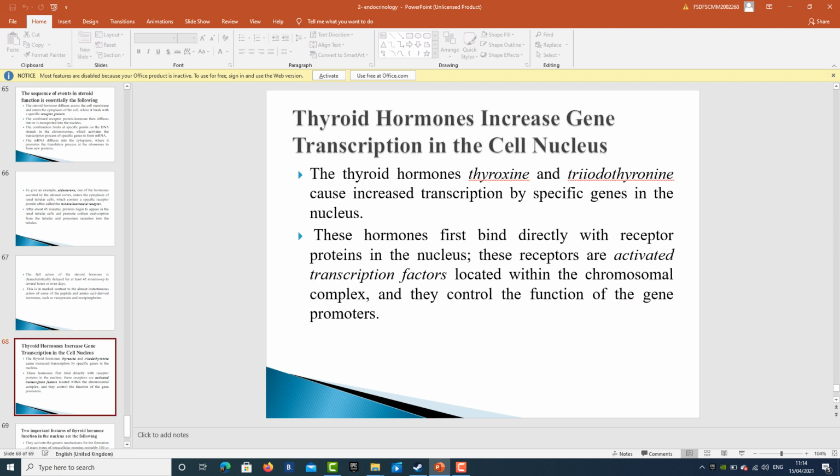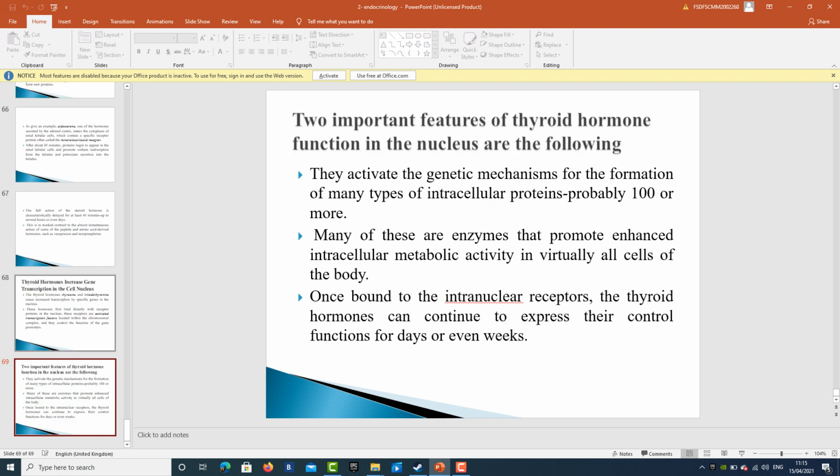spontaneous action. Thyroid hormones increase the gene transcription in the cell nucleus. The hormones like thyroxine and triiodothyronine, T4 and T3, lead to increased transcription by specific genes in the nucleus. How? This is by the receptors. They are activated transcription factors, which are located within the chromosomal complex, and they control the function of gene promoters.